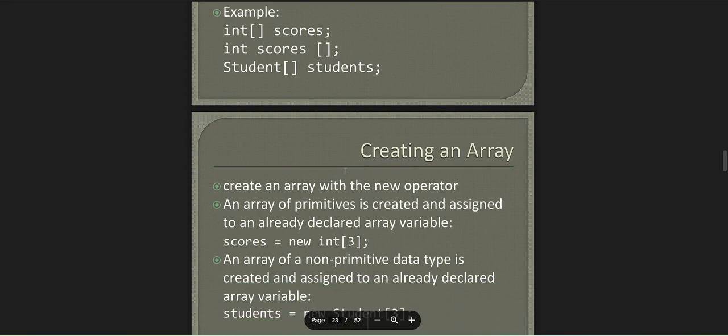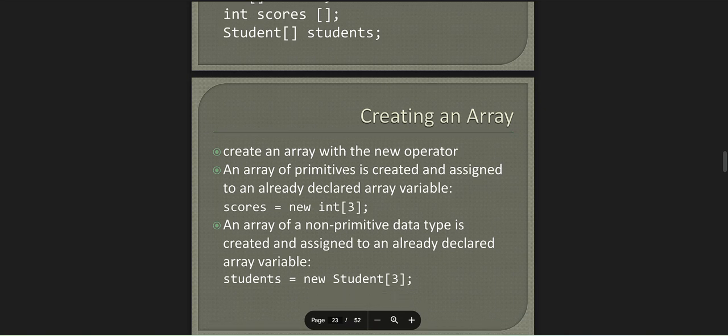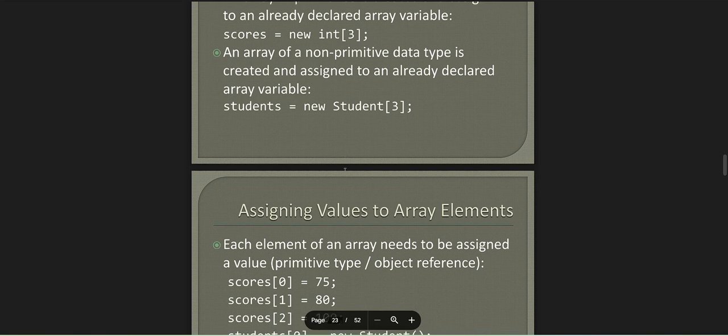An array of primitives is created and assigned to an already declared array variable score. An array of a non-primitive data type is created and assigned to an already declared array variable: Student[] student = new Student[3]. Assigning the value to the array element.